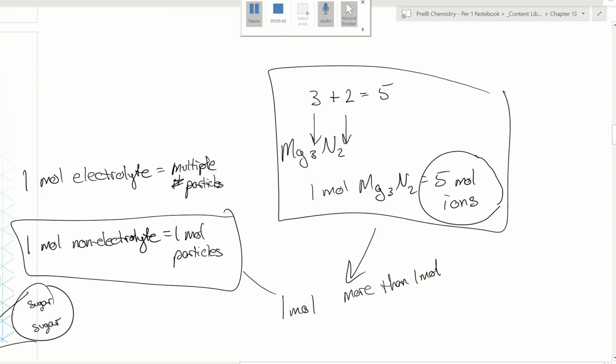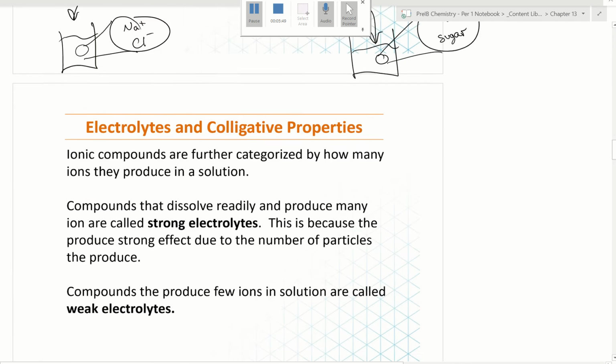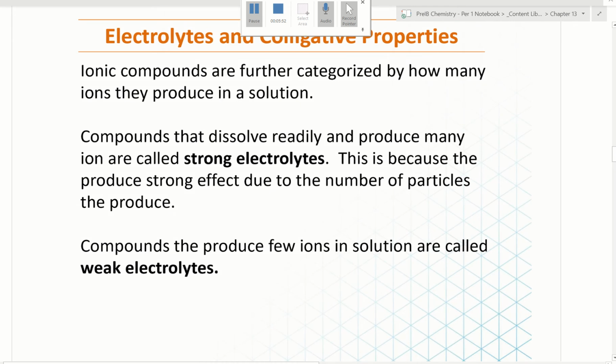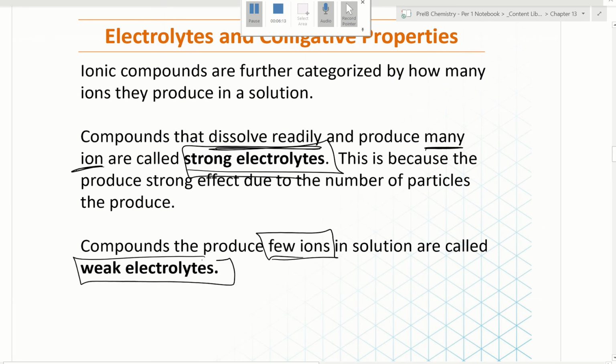Which means non-electrolytes are not as effective in colligative properties as electrolytes. And we'll see how that plays out later. Ionic compounds are further categorized by whether or not they are strong or weak electrolytes. Compounds that dissolve readily and produce many ions are called strong electrolytes. Compounds that produce just a few ions, or they're not very soluble, are called weak electrolytes.